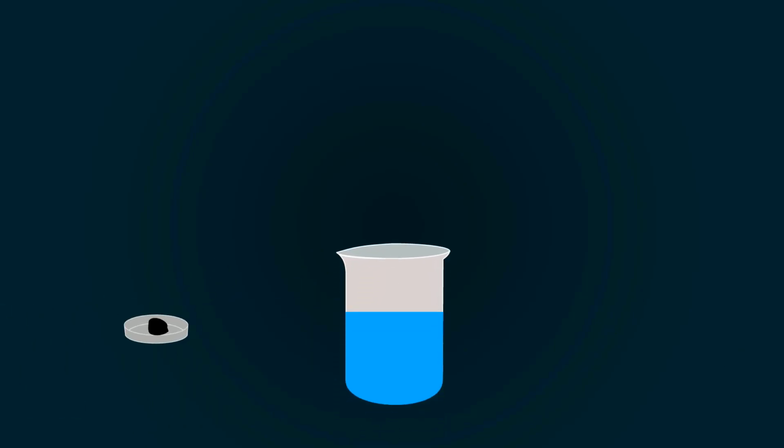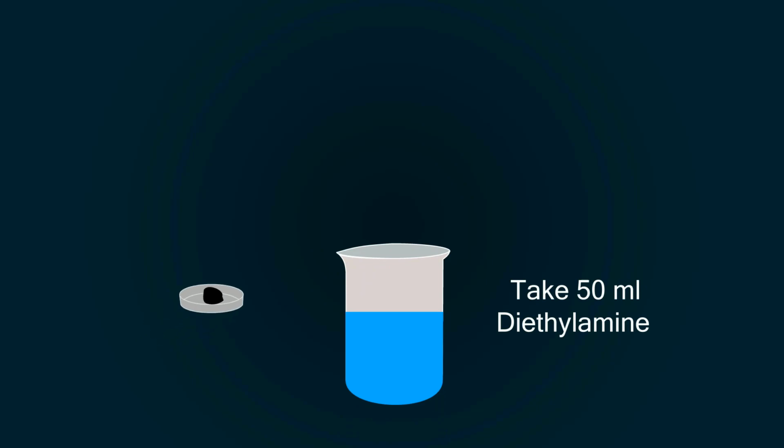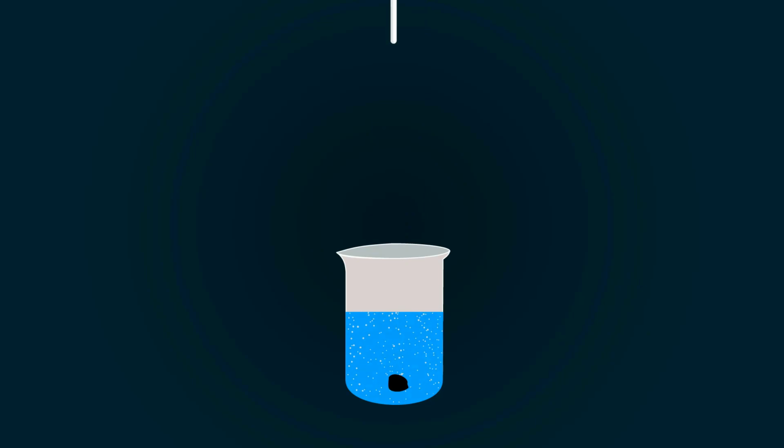Now take some diethylamine in a beaker up to 50 milliliters and put the Eriochrome Black T into it. Start mixing it with the help of a spatula to make a homogeneous mixture.